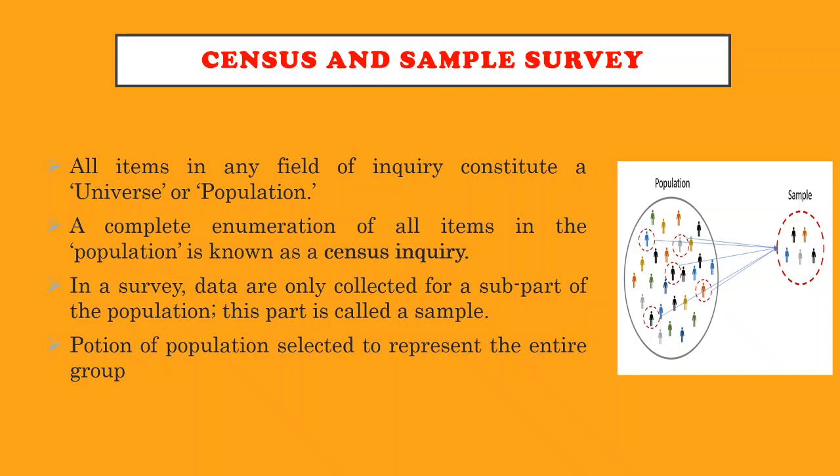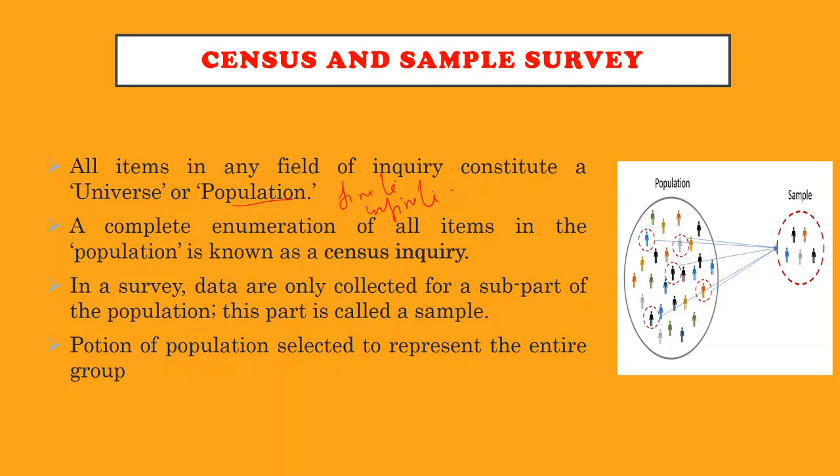The term population means the total of all the units in a field of inquiry or your field of study. It is called the population or universe. This universe may be a finite one or an infinite one. A finite universe or population means if we are able to enumerate all units in the universe or population, then that is called a finite population.